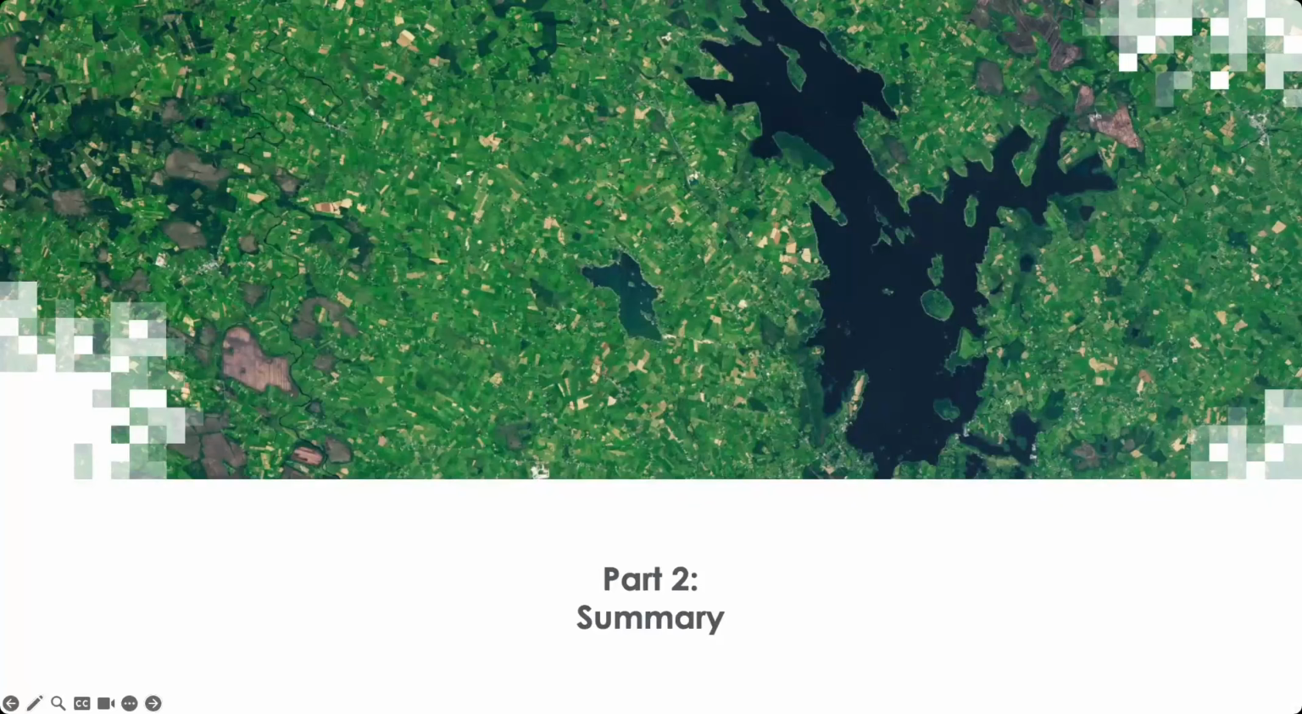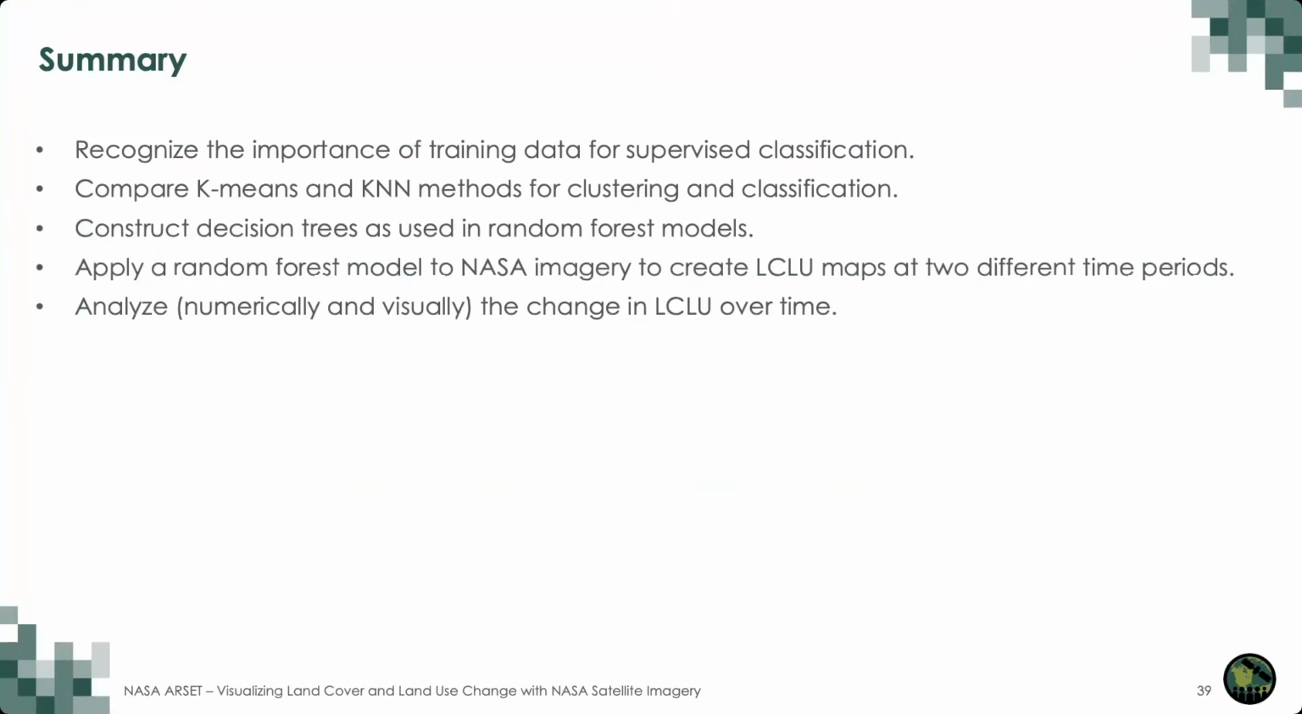So let's review what we've learned today in part 2. Today, we've learned how to recognize the importance of training data for supervised classification, compare k-means and KNN methods for clustering and classification, construct decision trees as used in random forest models, apply a random forest model to NASA imagery to create land cover land use maps at 2 different time periods, and analyze, both numerically and visually, the change in land cover and land use over time.